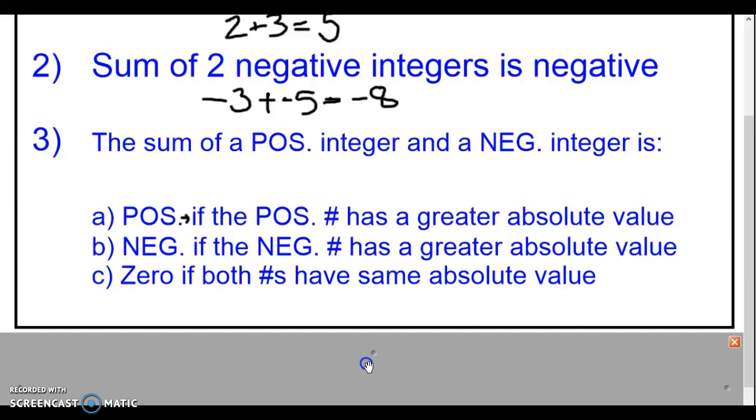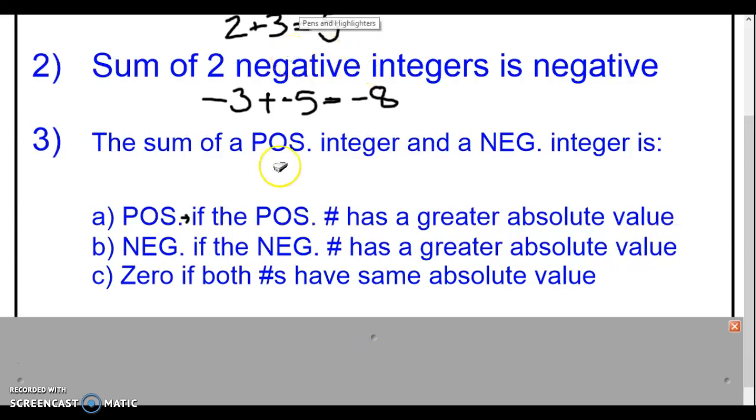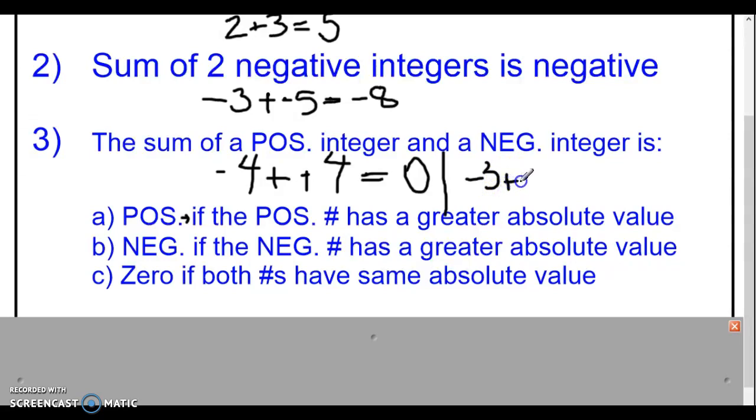And the last one is it will equal 0 if they both have the same absolute value. So an example of that would be negative 4 plus negative 4. My 4s are looking crazy today. And that would equal, negative 4 plus positive 4, and that would equal 0. Make sure you correct that mistake. So another one would be negative 3 plus 3. So you have a negative value and a positive value. They both have the absolute value of 3, so your answer would be 0.